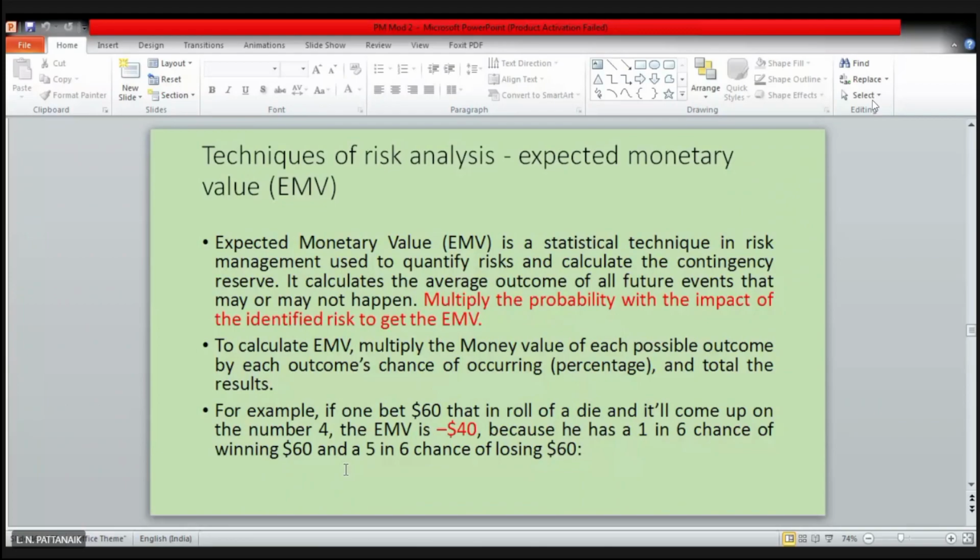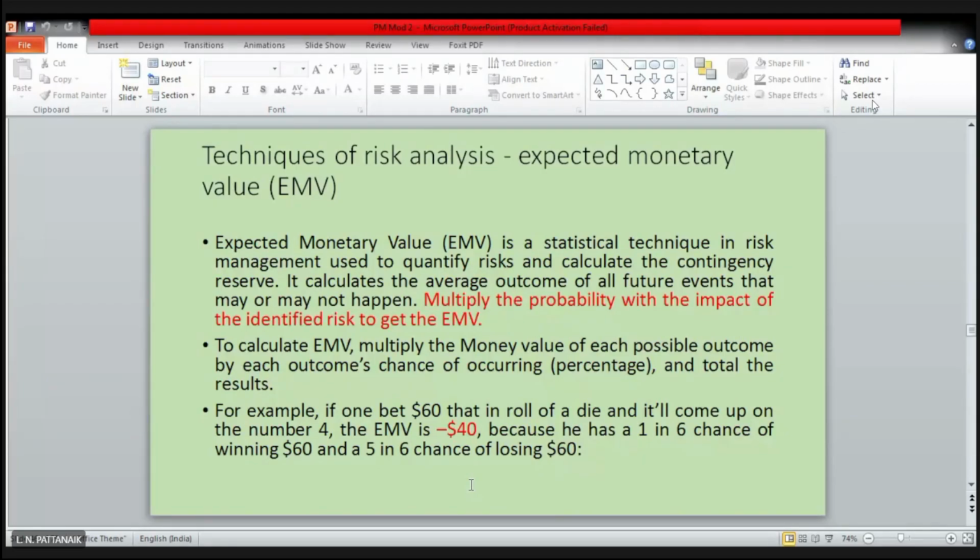Suppose someone is betting $60 that in the roll of a die, it will come up on number 4. In a betting, suppose this is the kind of risk you are taking, and you are betting $60 that if number 4 comes, then you will win. So what is the EMV of this option or this decision? When you are playing this kind of gambling using a die, the EMV associated with this decision will come out to be minus $40. So you are at a risk of losing $40 because it's negative.